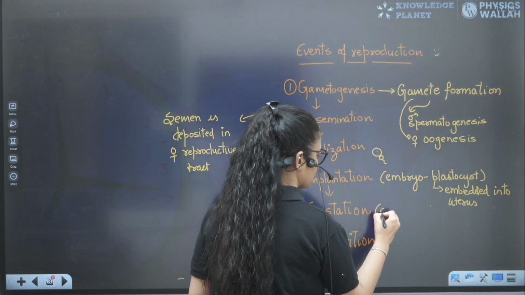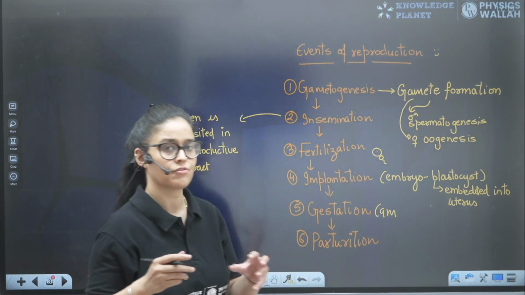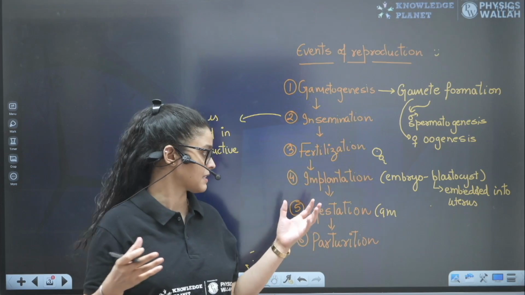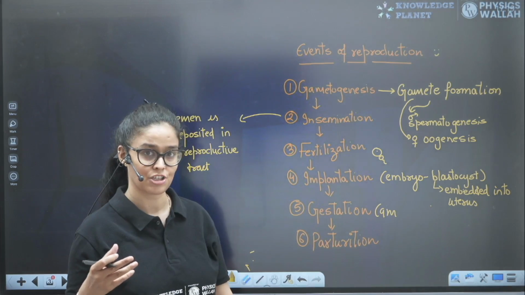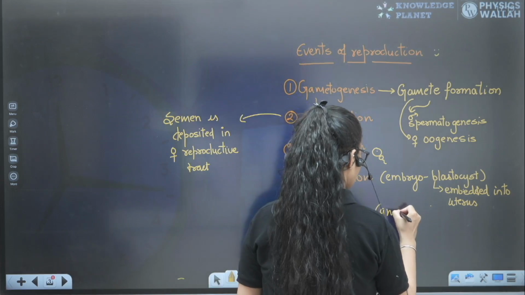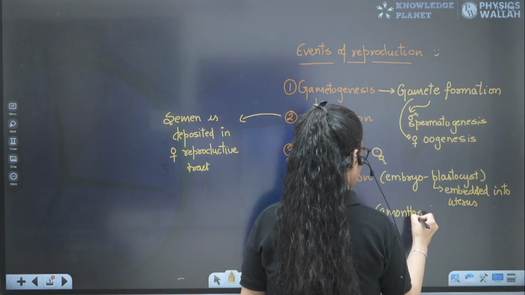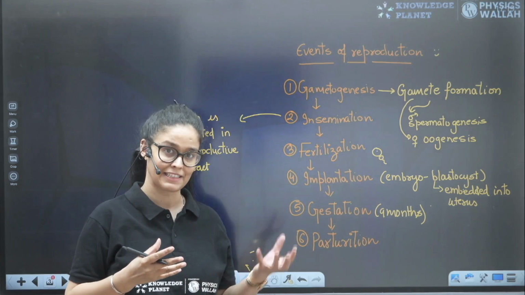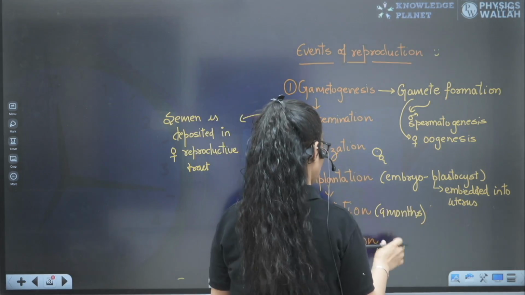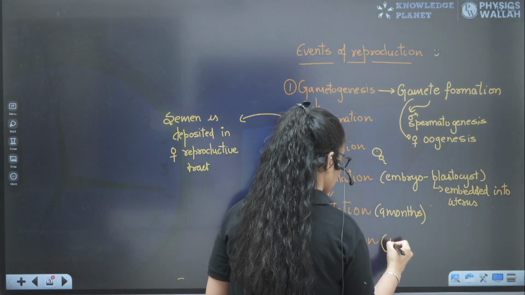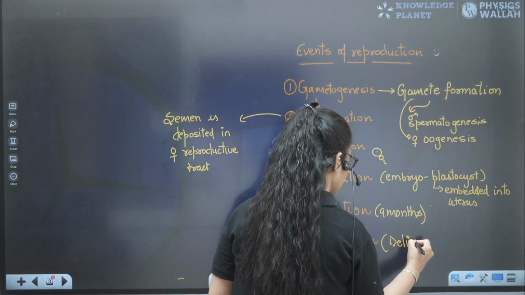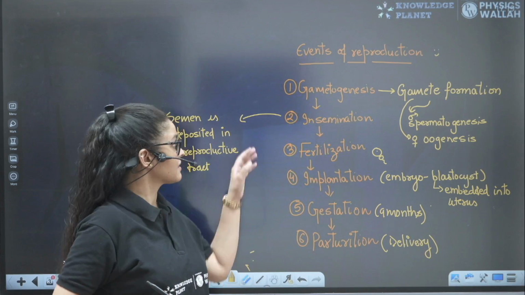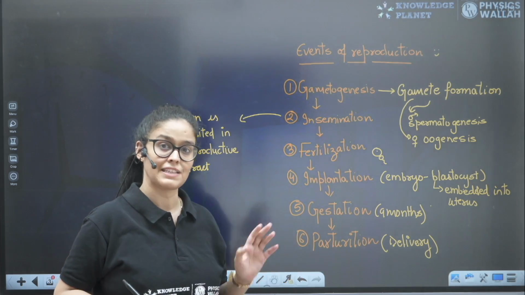Gestation means the time from fertilization to the fully developed fetus, that particular time process is known as the gestation period, right? So 9 months. Gestation period means the development of the baby is happening at this particular time. So that is a total of 9 months for humans. And parturition means delivery. So finally, the baby gets delivered, right? So these are the things that we are going to see in this whole chapter.